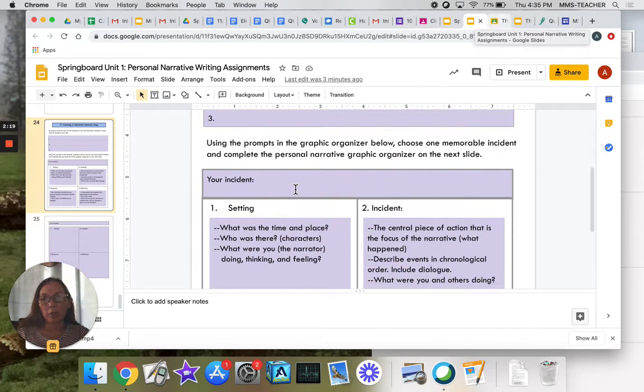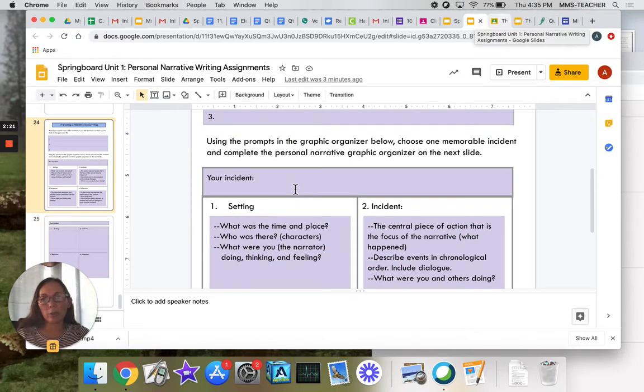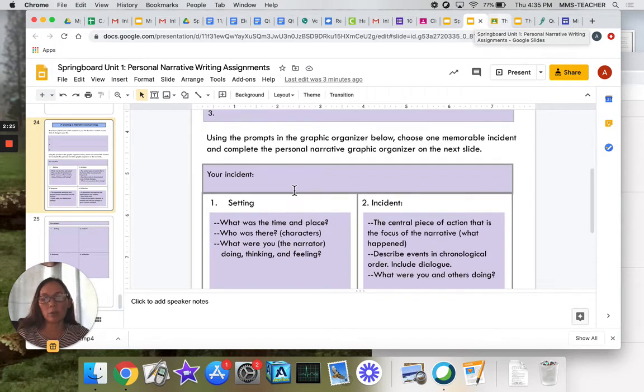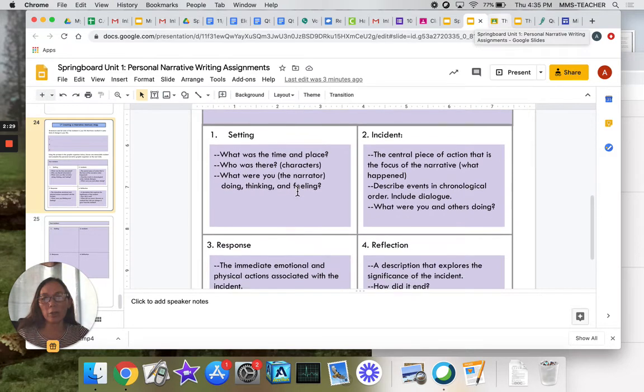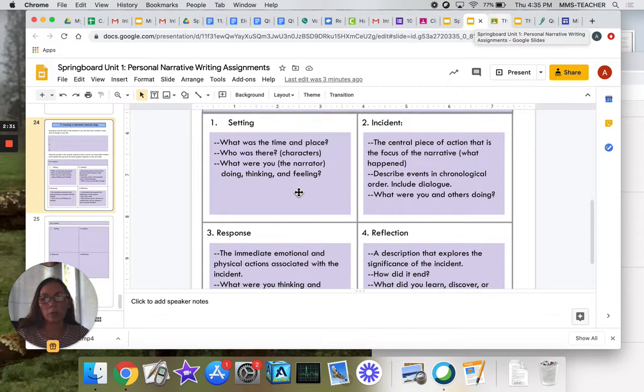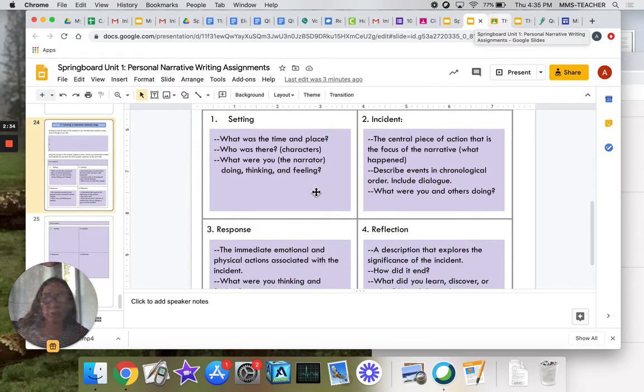Okay, so it says using the prompts in the graphic organizer below, choose one memorable incident and complete the personal narrative graphic organizer on the next slide. So remember, these are the 4 things that you need to include in your personal narrative. And just as a review, sorry about the sun, guys.